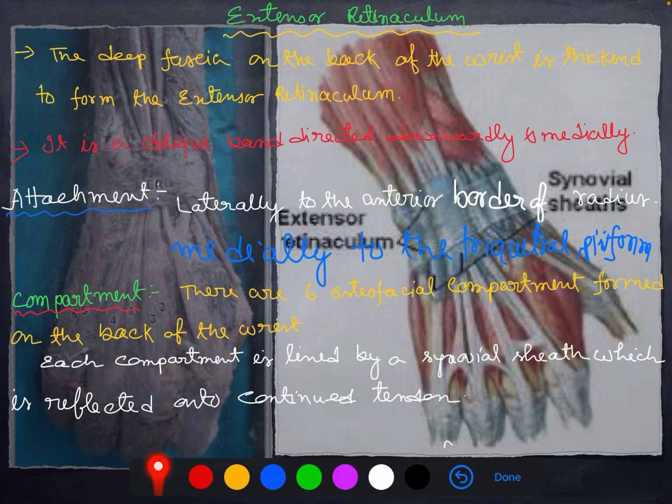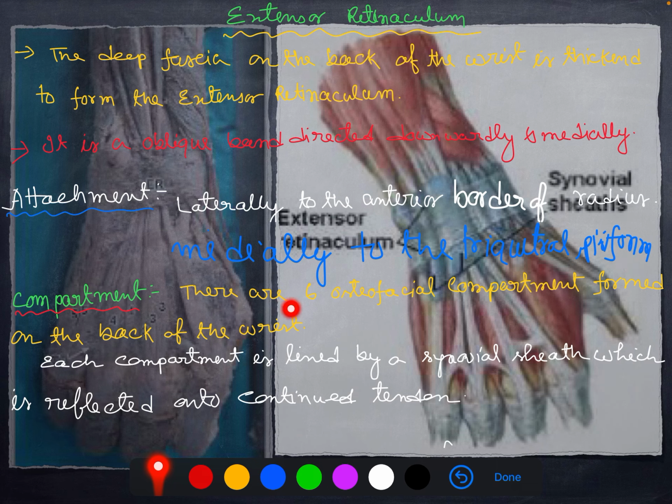and medially. This is the little finger, so it is directed downwardly and medially. Attachment: laterally to the anterior border of the radius. This is the lateral side because this is the great finger or thumb, so it is attached to the anterior border of the radius and medially to the triquetral and pisiform bone.